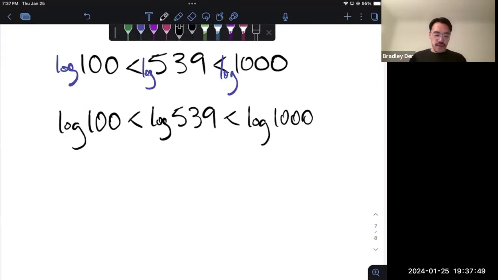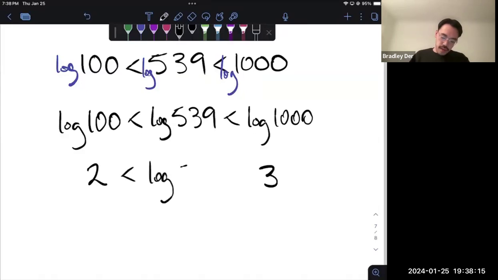But we know the quantities on the left and right of that inequality. The common log of 100 is 2, because 100 is 10 to the second. And the common log of 1000 is 3, because 10 to the third is 1000. So we don't know exactly what log of 539 is, but we can confidently say that log of 539 is between 2 and 3.